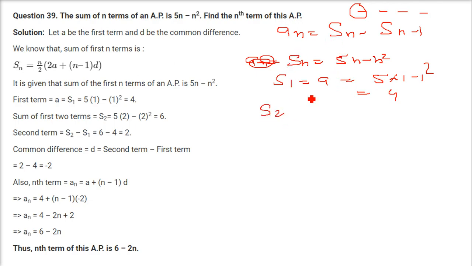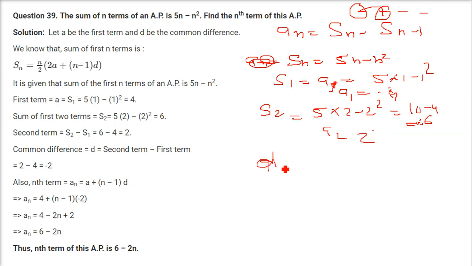Now what is the sum of two terms, that is this term and this term? Let us put 2 here. 5 into 2 minus 2 square, that is 10 minus 4, which is going to be 6. So this is the sum of two terms, but we have to find the second term. So we have to subtract the first term from this in order to get the second term. So 6 minus 4 is 2. So we have the first term and the second term.